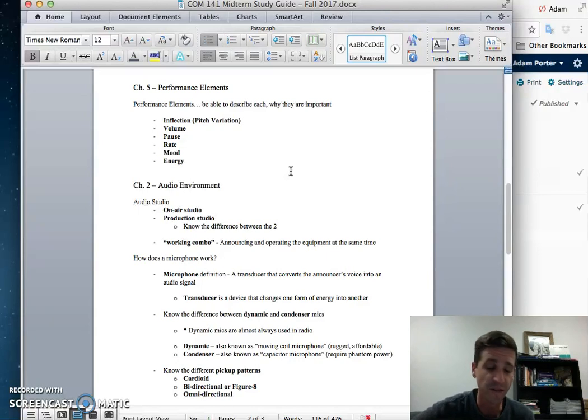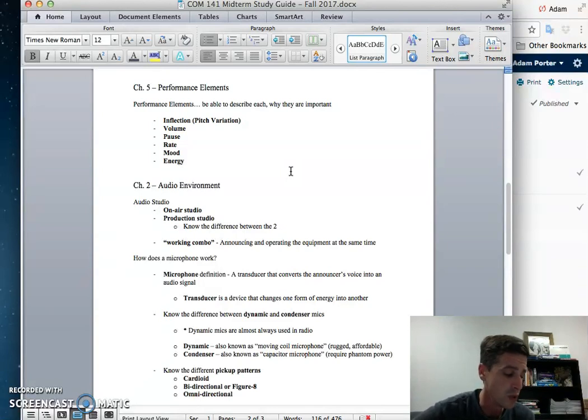Volume. The idea is to vary the loudness and the softness. Louder for parts you want to emphasize, softer for more secondary parts. Pauses. Pauses are okay. Sometimes pauses can be used very effectively. It can create emphasis, it can break up the script, it can give you a breather and time for your audience or listener to comprehend what you just said. Rate. We want to vary our rate, and we talked about numerous examples in class of how you can slow down to emphasize things or speed up and talk really fast to make something more secondary.